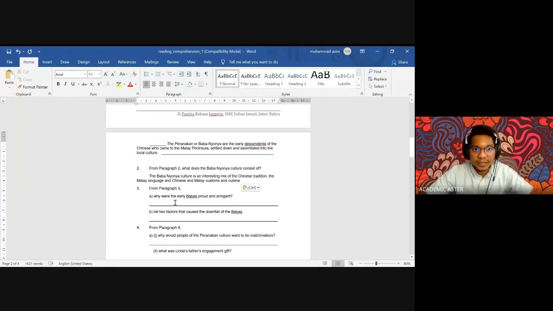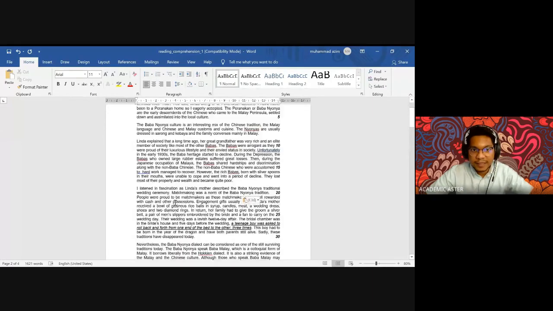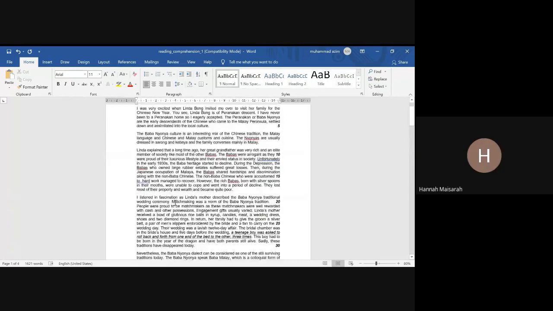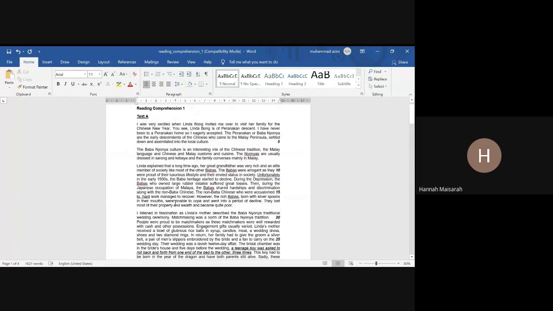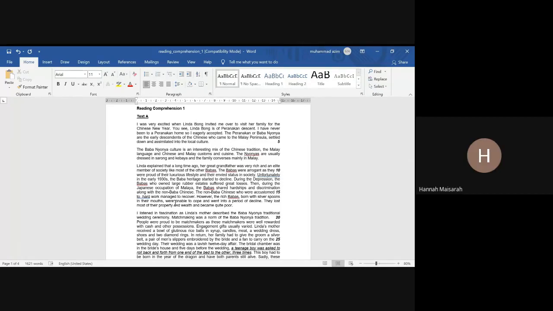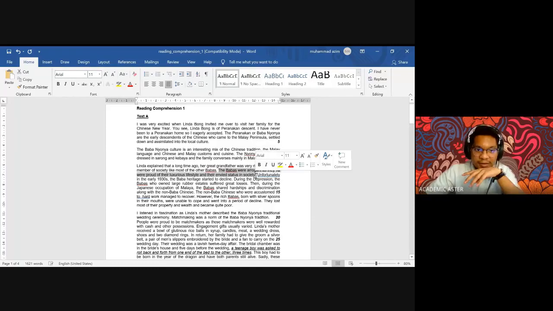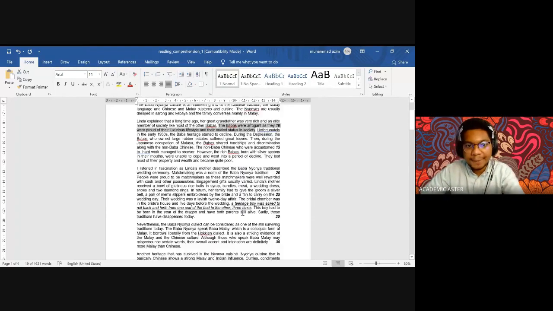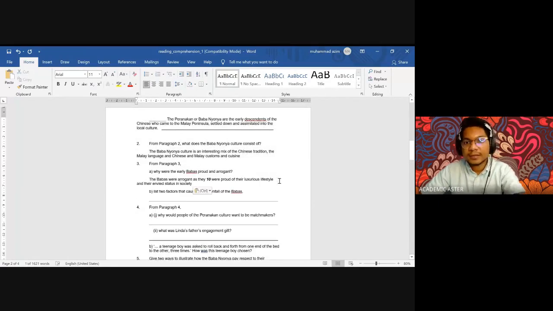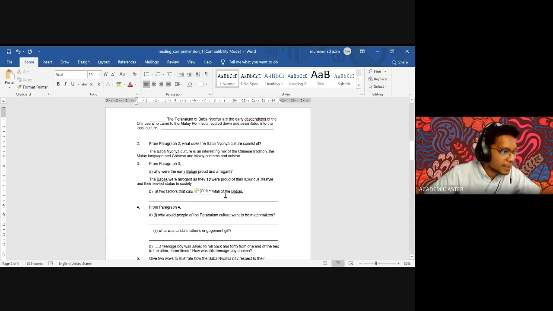Yes. Okay. So, paragraph 3. Okay. What's the question just now? Why were the early Babas proud and arrogant? The early Babas were proud and arrogant because of their luxurious lifestyle and their envied status in society. All right. So this is the answer for 3A. Very good, Hana. Any volunteers for 3B? Any volunteers? No. Then I'll choose again.